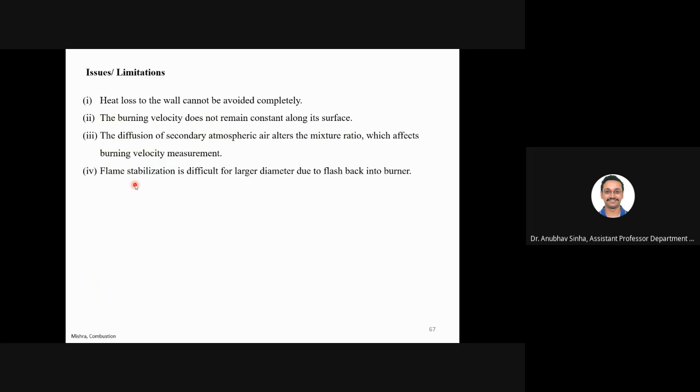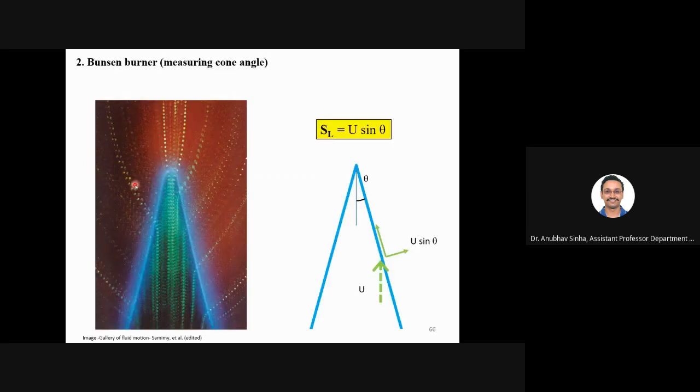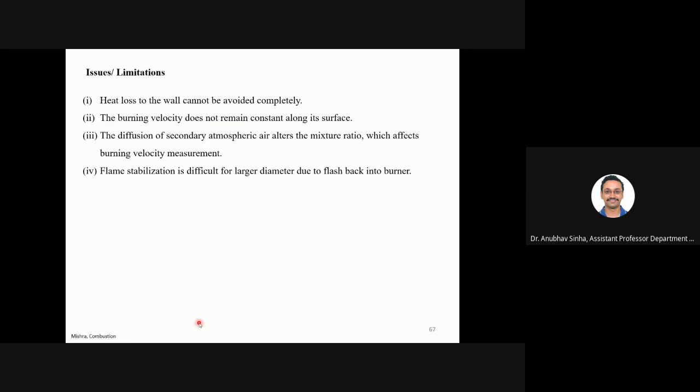We'll study flashback in the next chapter, but basically it refers to when a flame moves into the burner. Instead of going up, it will go down and it will burn the rim of the burner. So that is one issue which might be there for a large diameter burner. It is not a major issue, just a minor issue. But if you have a large diameter, then it could be a major issue.